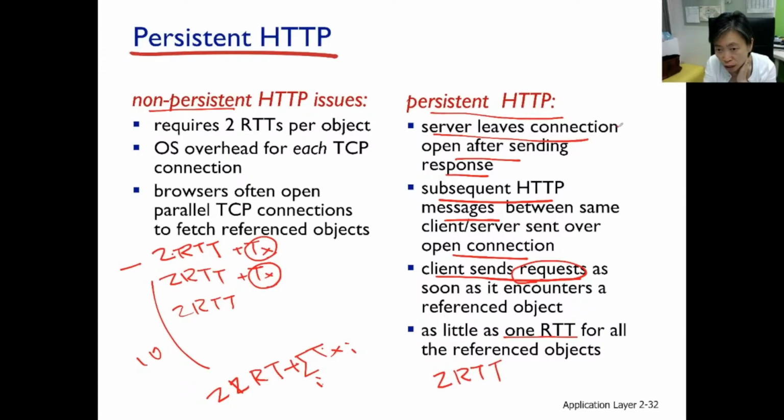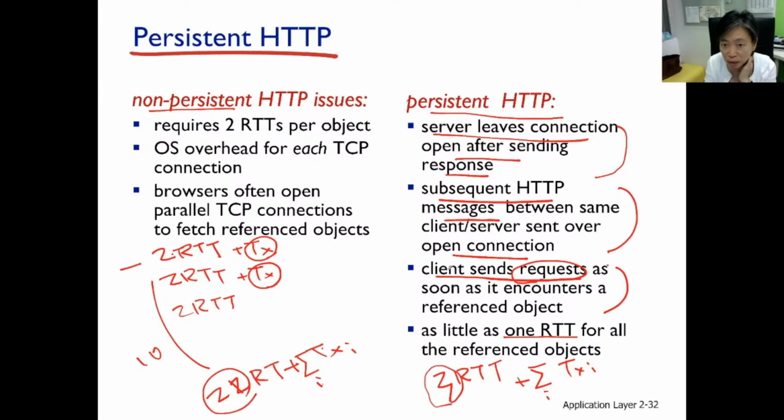First is to establish the connection. Second is to download the first object. Third is to download all the rest of the 10 objects. So it should be 3 round trip times plus the transmission time required to send all these objects. So 22 versus 3. Big win over here, right? This is in HTTP version 1.1, the most up-to-date version.